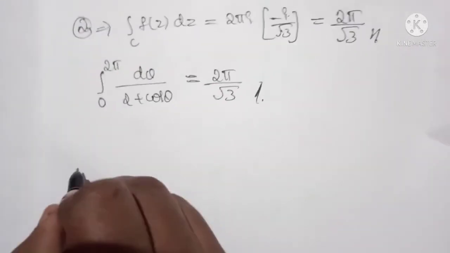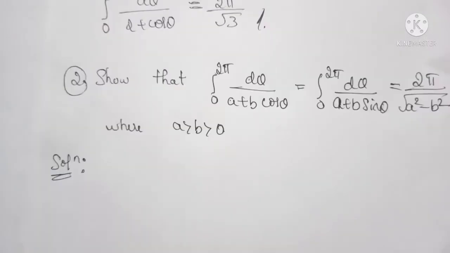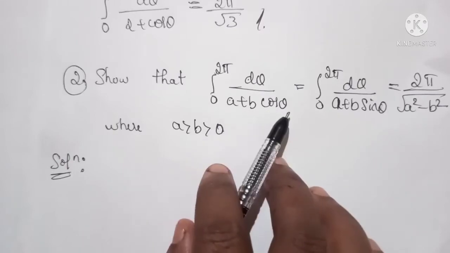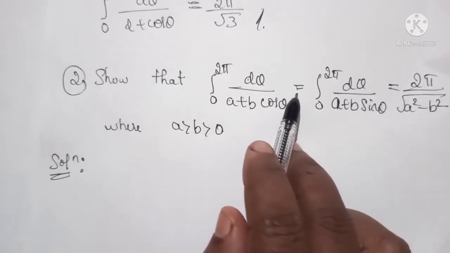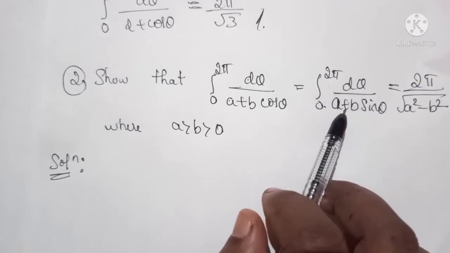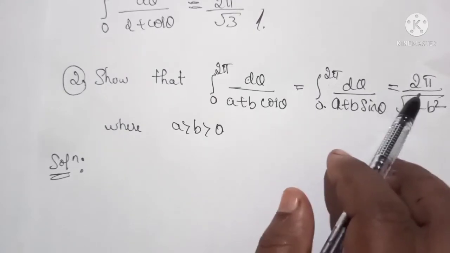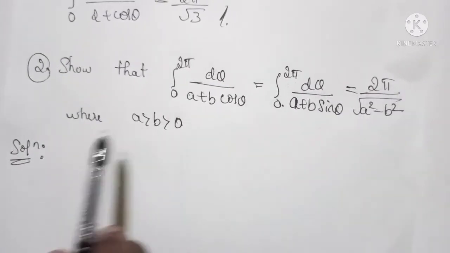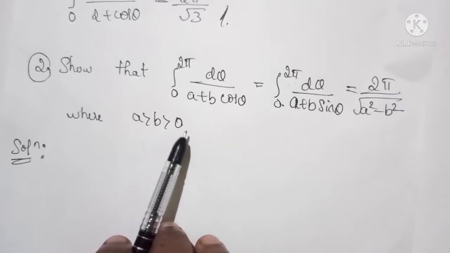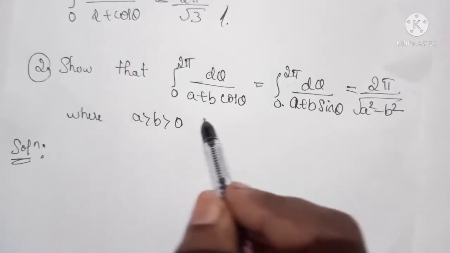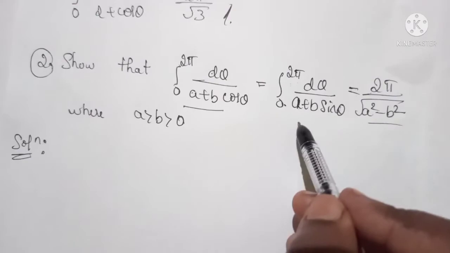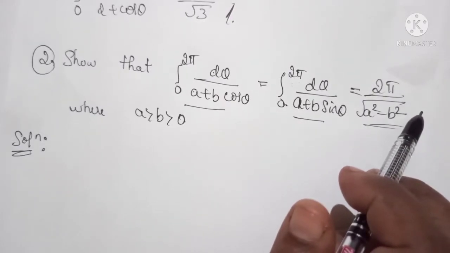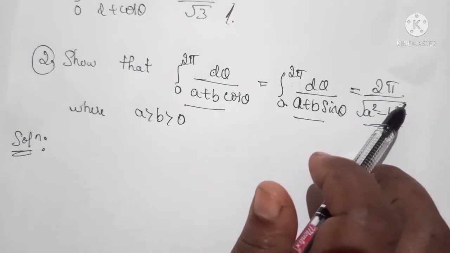Next, the second one. Show that integral 0 to 2 pi d theta by a plus b cos theta, or equally integral 0 to 2 pi d theta divided by a plus b sin theta, equals 2 pi by square root of a square minus b square, where a is greater than b, which is greater than 0. In the exam they may ask this integral or that one. For both, the procedure is almost the same, all steps are same.